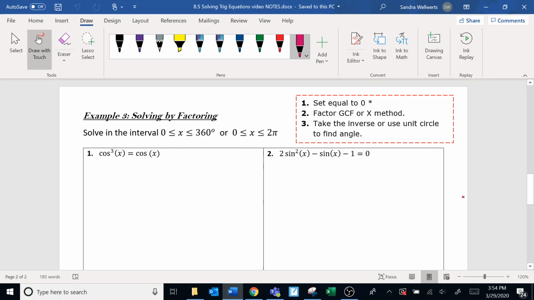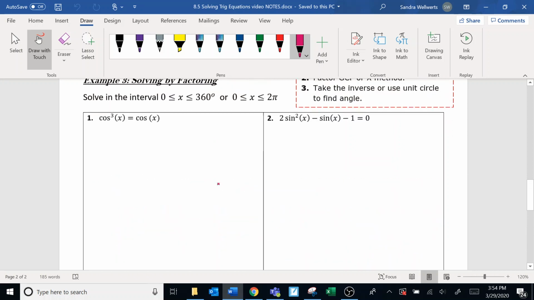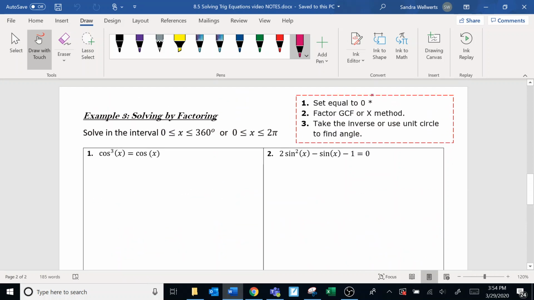Hi guys, welcome back. Today we're going to keep talking about solving trig equations, so we're going to continue notes 8.5. We're going to be solving by factoring today and also solving by using our trig identities. We're going to be doing two examples for each. Again, I gave you guys the steps in these little boxes.